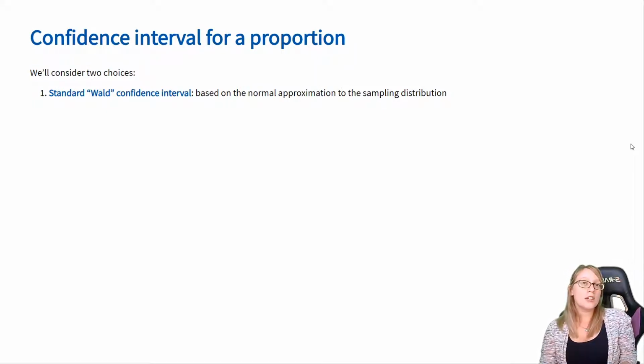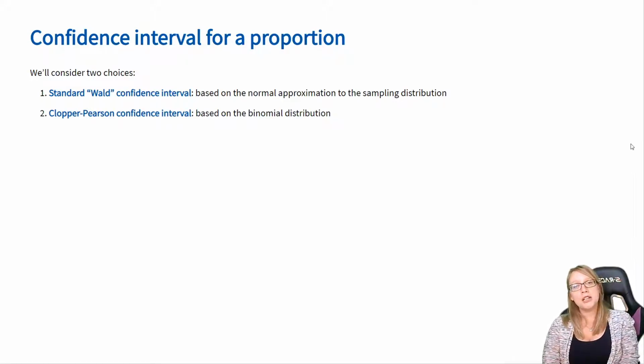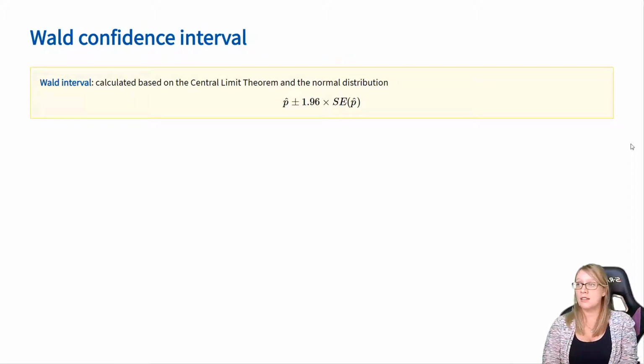Now, how do we turn that standard error into a confidence interval? We're actually going to have two choices with this sort of situation. One choice is a familiar choice. This is the standard or the Wald confidence interval. Here we're basing things on the normal approximation to the sampling distribution, so essentially adding and subtracting about 2 standard errors. Another option is to use what's called the Clopper-Pearson confidence interval. Now this Clopper-Pearson confidence interval, like the test that we just did, is exactly based on the binomial distribution. So it can be more precise in that way.